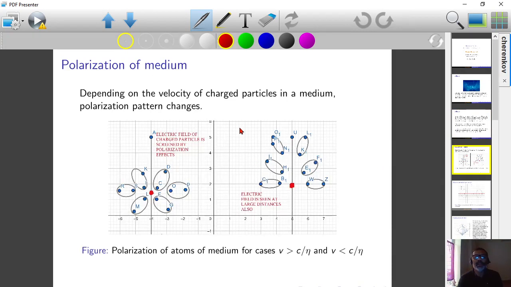Depending on the velocity of the charged particle in a dielectric medium, the polarization pattern changes. When the charged particle is moving slowly, the polarization pattern is completely symmetric. The electric field of the charged particle is screened by the polarization effects. When the particle is moving very fast, so that its velocity is greater than the phase velocity of light in that medium, then the electric field is seen at large distances because the polarization pattern changes.